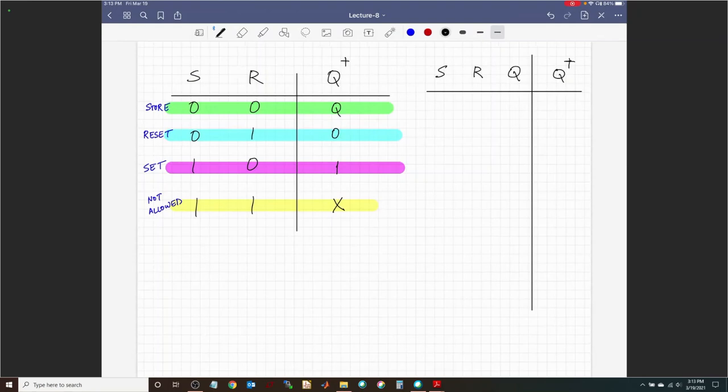But I'm going to say not allowed, don't care for it. But you guys are right, it is actually going to be zero. But because I'm trying to not allow it, I'm going to put a don't care situation over there. I don't want it to be allowed. Now, if you look at the Q, what can Q be?